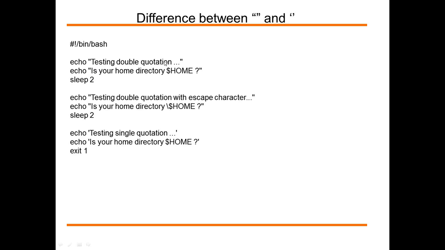Here I'm saying echo testing double quotation. I put that in double quotes. So echo is your home directory $home. So here, testing double quotation with escape character. What happens if I put an escape character here? What happens if I just use single quotes? I think in the single quotes, the $home is not picked up, the value of the home variable.